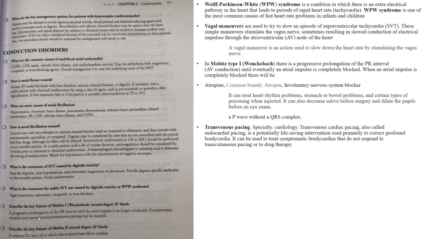So why would you give atropine, which is an involuntary nervous system blocker, to someone who has a second-degree AV block, a Mobitz 1 block? That makes no sense. Transcutaneous, which is on the skin. Transvenous, which is inserted in the heart, pacing.